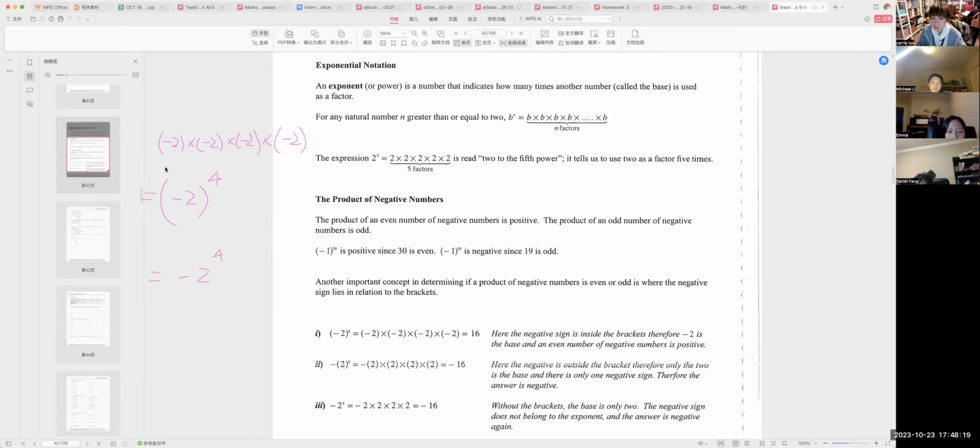So let's take a look at this one, Michael. If we have -2 times -2 times -2 times -2, how many -2s are there? 4, right? 2 of the -2s multiplied together equals what? Positive 4, right? And the last two -2s multiplied together equals what? Positive 4. So 4 times 4 equals what? 16. Positive 16.